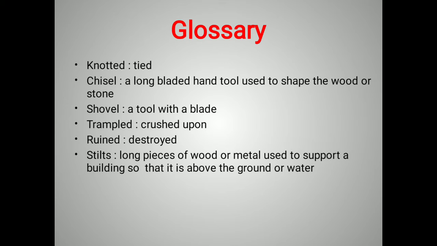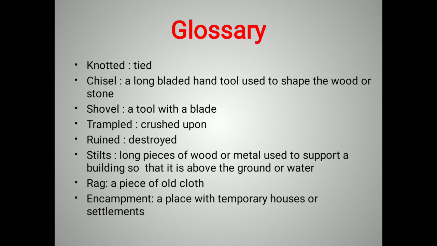Next important word we are going to discuss here is stilts. Long pieces of wood or metal used to support a building so that it is above the ground or water. So this is the base of the building, or the base of something on which the whole structure is supported. That is stilts. Next word is rag, R-A-G, rag. A piece of old cloth is called a rag.